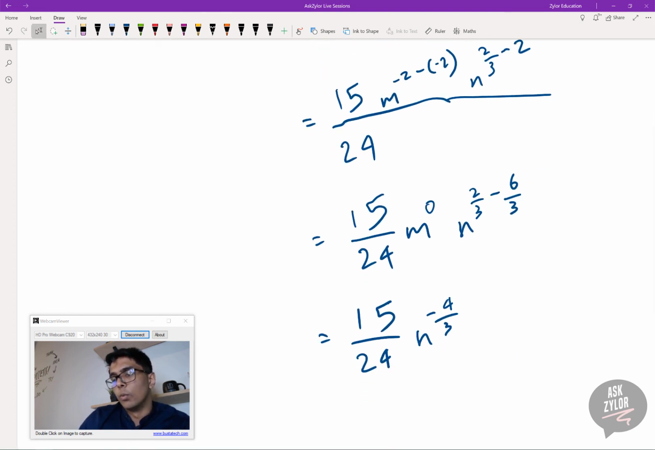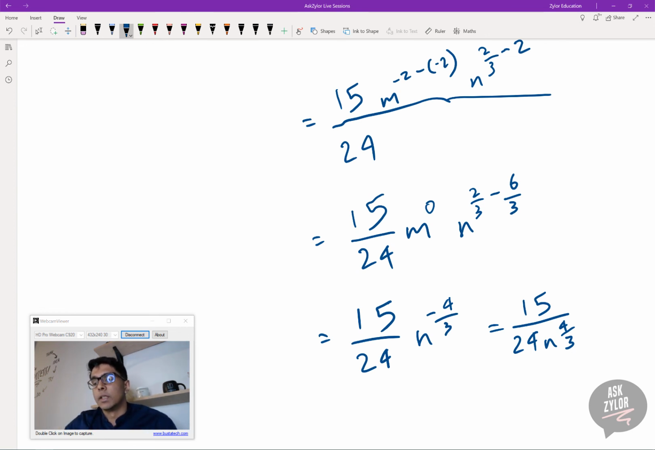If we want just positive exponents, we can bring the n to the bottom, so it becomes n to the 4 over 3. One of the exponent rules is that if there's a negative exponent, that means we bring that to the denominator to make it positive.